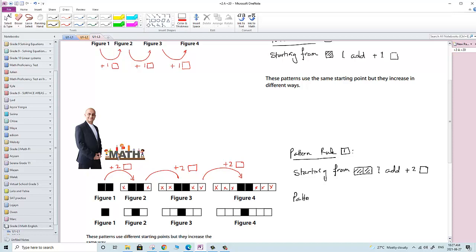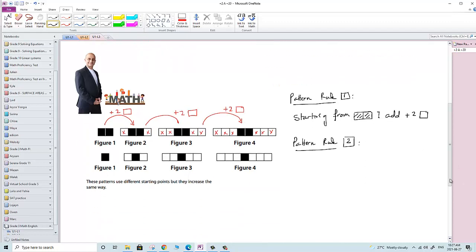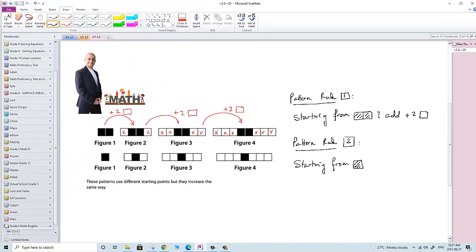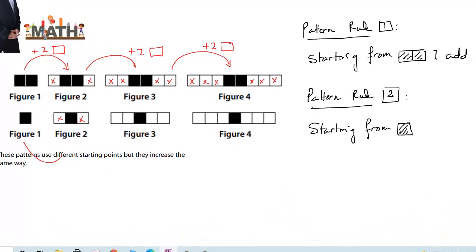Let's see pattern rule number 2. What I'm doing? If I check, I will see that figure 1 starts with 1 black block. So right away, I say starting from 1 black block. Perfect. To go to figure 2, I add 1 block here and 1 block here, white. That means from here to here, I was adding 2 white blocks.